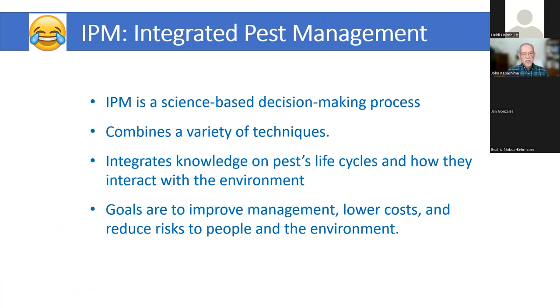We're going to be using science-based decision making, based on science and research that have been conducted in the last few years. It combines a variety of techniques. We're looking at basic science that studied the life cycle and how the pest and the fungus interact with the environment. So we have some of that information now. And our goal is to improve the management, lower your cost of controlling it, and then obviously reduce the risk to people and the environment.